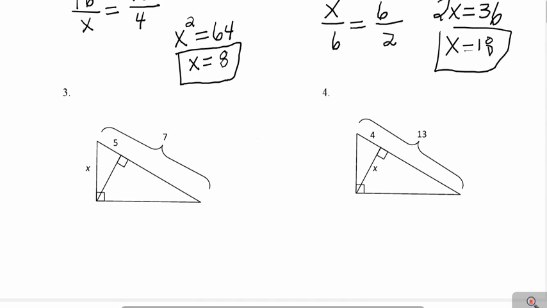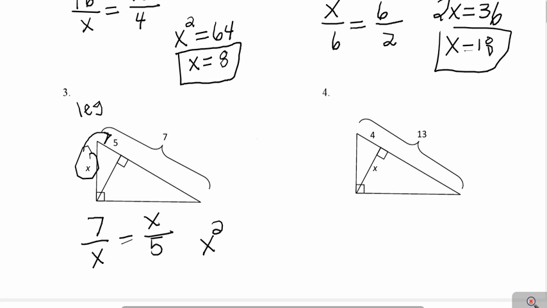Okay, 2 more together, and then I'm going to have you try the rest on your own. So number 3, this would be a leg problem because we're trying to find a leg. So that leg is going to go in our means position. The entire hypotenuse goes in our extremes, and then the piece of the hypotenuse that's next to that leg is going to go in the extremes. Cross multiply, I get x squared equals 35. I can't simplify the square root of 35, so that's going to be my final answer for x, the square root of 35.